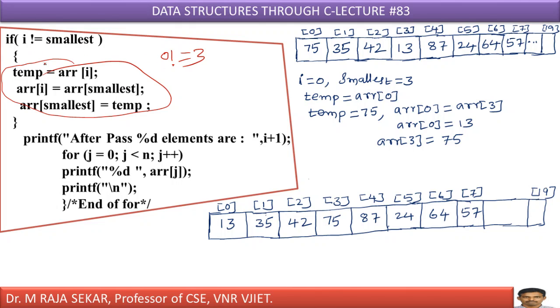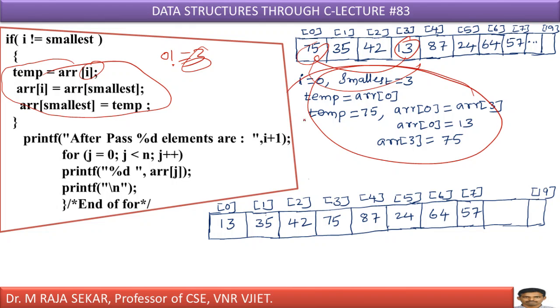Therefore, 0 index element, I means what? 0. Smallest means what? 3. The 0 index element and the third index element will get swapped. This 13 and 75 will be swapped. 13 will come here, 75. That's what I explained here. Just see, we swapped. Therefore, this must be the case.